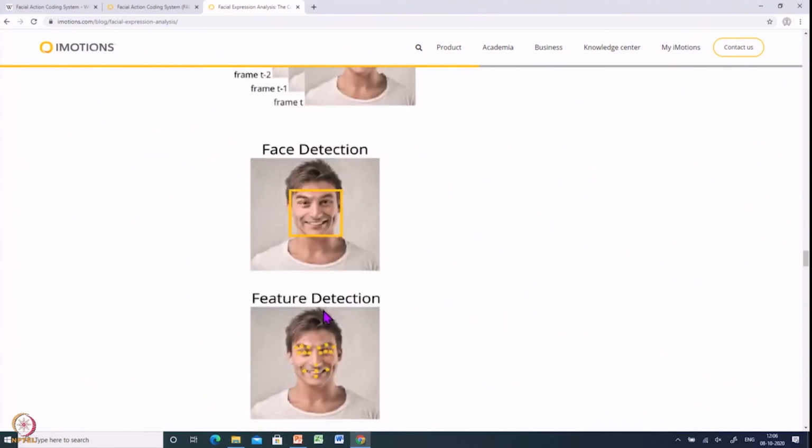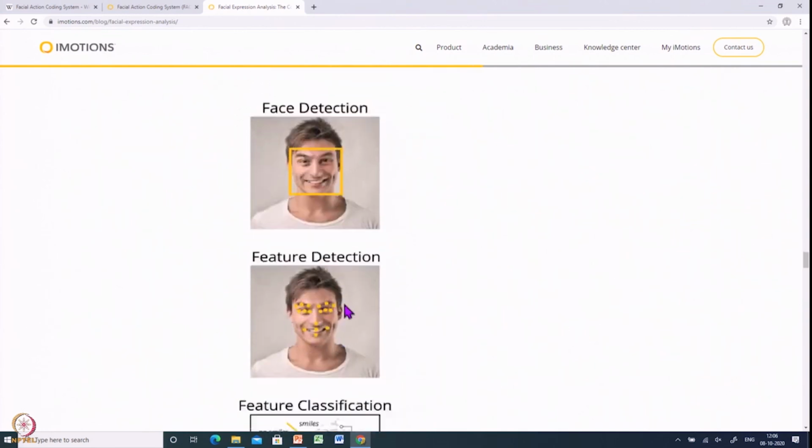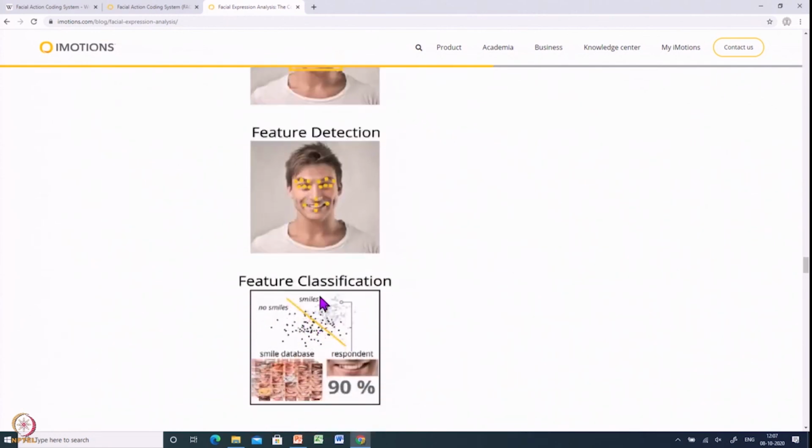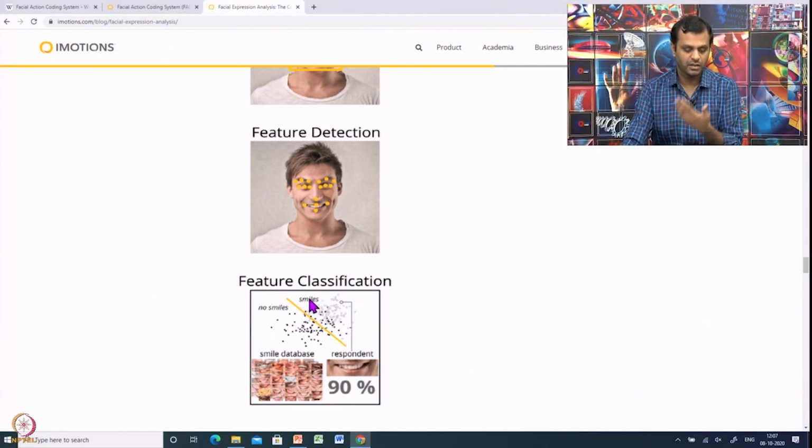After detecting the face, the next part is detecting the action units, like marking them: the upper eyebrow, the cheek, the lips, the nose. You mark them and classify them as action units, AU1 or AU2. To do that, they have a database of millions of faces, and all the faces have been labeled properly and they trained on it. So, they compare with that and classify whether the given image is smiling or not, or lip corner pulling or not. Those kinds of classification are happening.